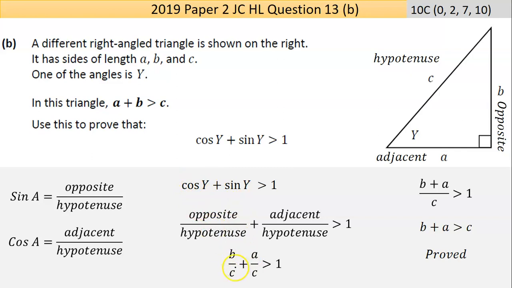So if I put in the letters then, B over C is the opposite over hypotenuse, and the adjacent over hypotenuse is A over C, where the adjacent is A and the hypotenuse is the C value. Now I can express them as a single fraction with denominator C. Then the next step, I'm bringing the C across the inequality, so it becomes multiplied on the far side, and C times 1 just becomes C. So B plus A is greater than C, and that's been proved.